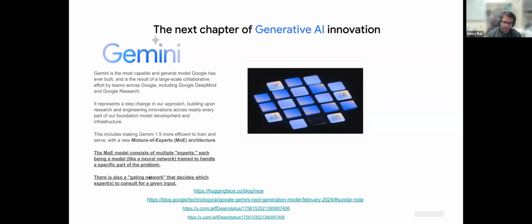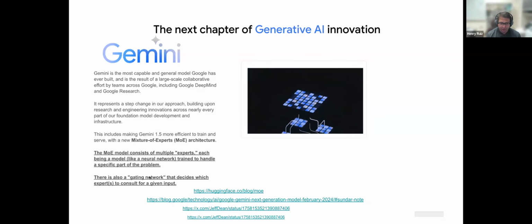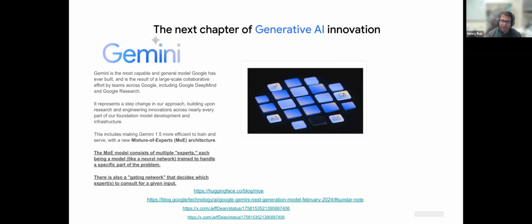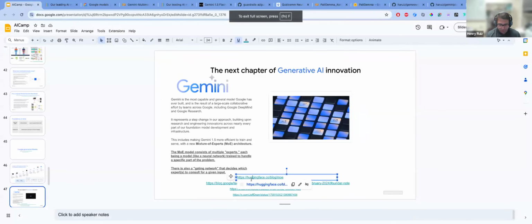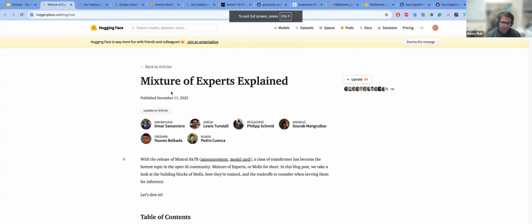And we also have a neural network, what we call the gating network, that decides which expert the input numerical or embedded representation is going to be sent to. And then based on that, Gemini can generate the output. I'm not really going to expand further on that, but if you want to know more about this architecture, Hugging Face wrote a really good review about mixture of experts.